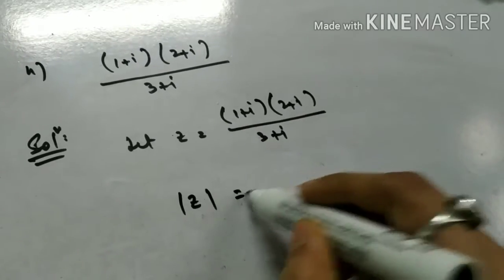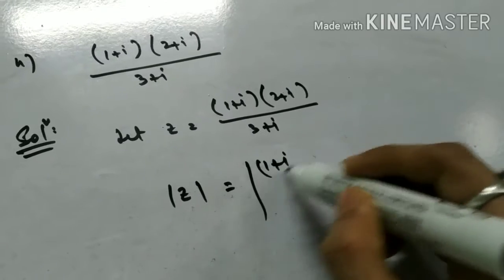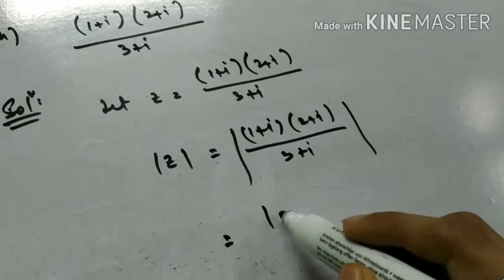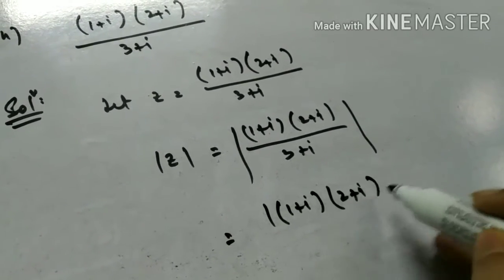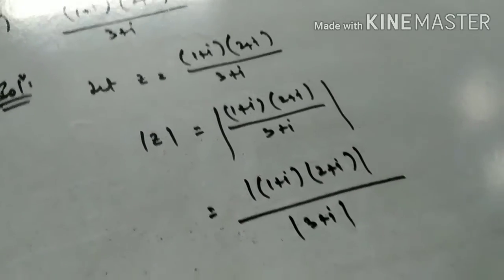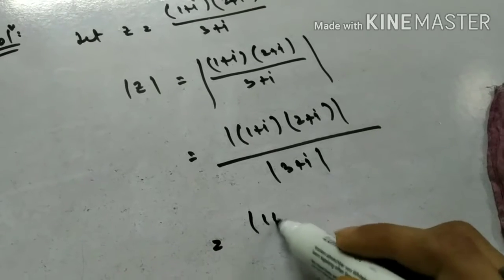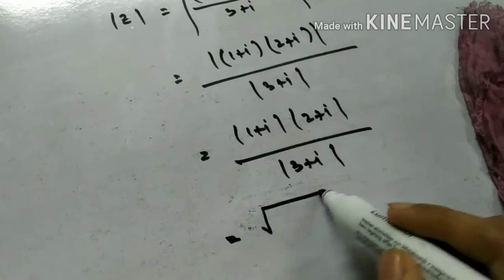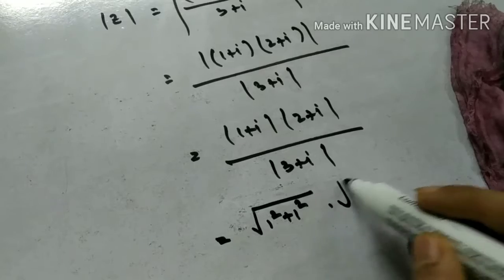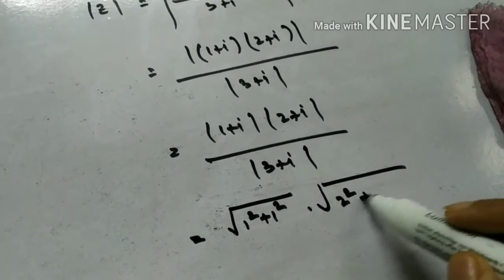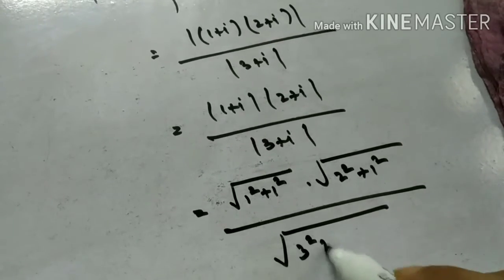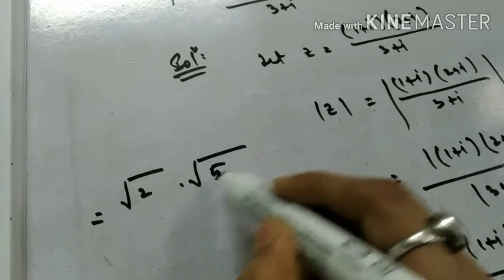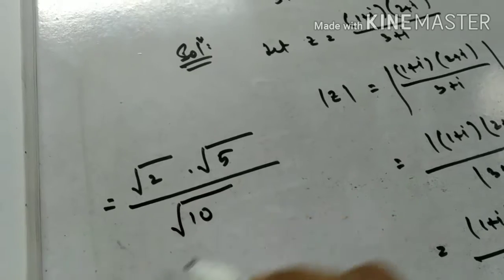So modulus z will be equal to modulus of (1 + i)(2 + i) / (3 + i). By property I can write this as modulus (1 + i) times (2 + i) divided by modulus (3 + i). This again I can break into modulus (1 + i) into modulus (2 + i) by modulus (3 + i). So this ultimately becomes root over 1 square plus 1 square into root over 2 square plus 1 square by root over 3 square plus 1 square. This is ultimately root 2 into root 5 by root 10.